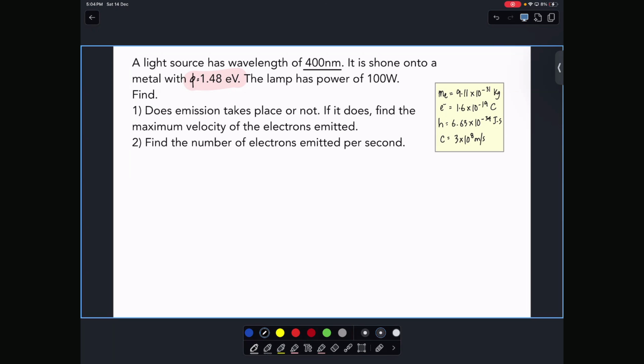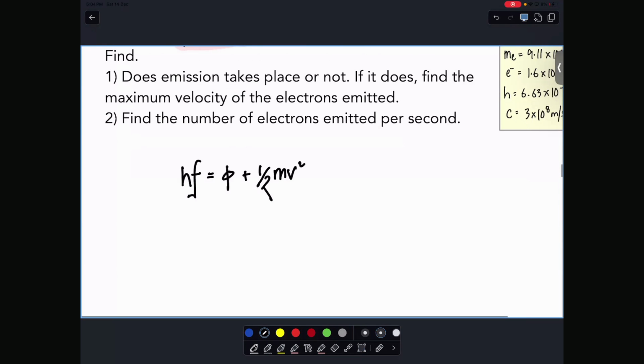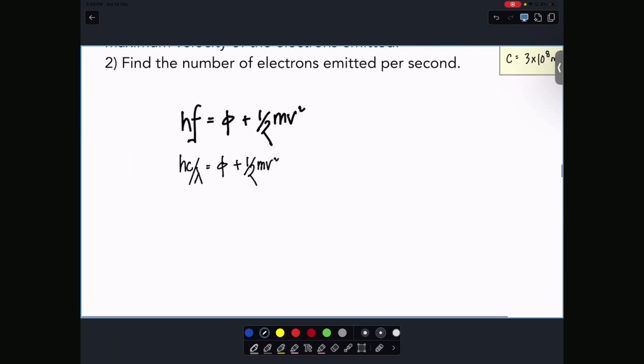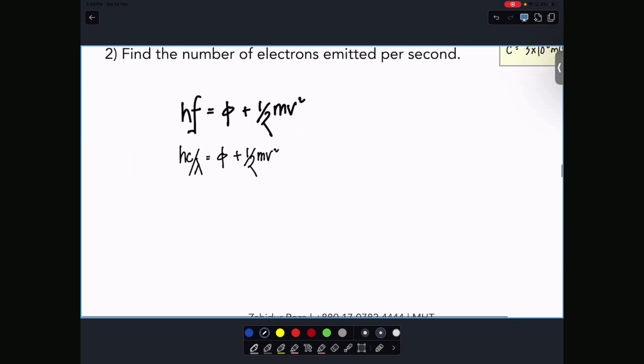So if emission does take place, then which formula can we directly use? hf is equal to phi plus half mv square. So if we put in the values here, 6.63 into 10 to the power minus 34, we use this. Yes, so hc by lambda equals phi plus half mv square. So you know what the energy value comes to, in joules.